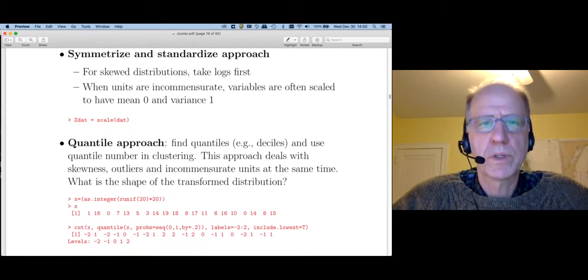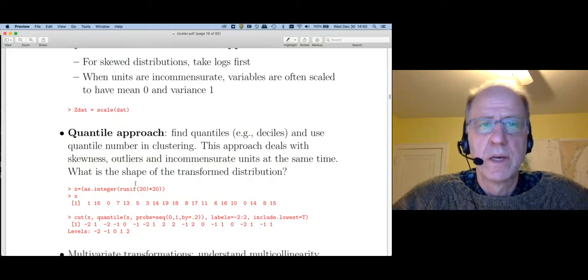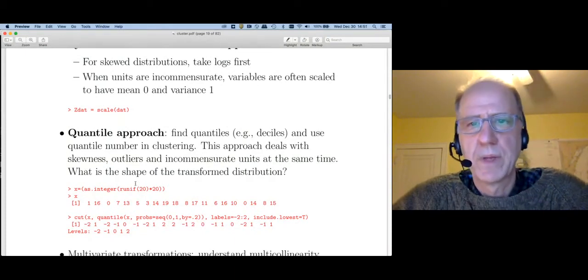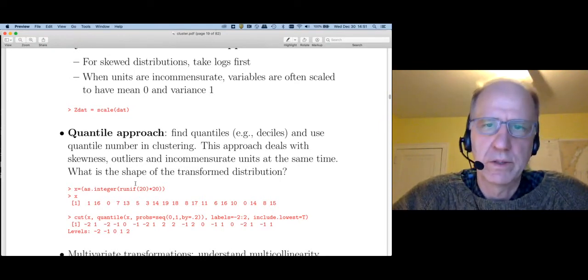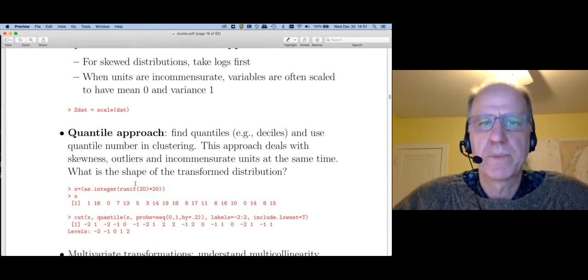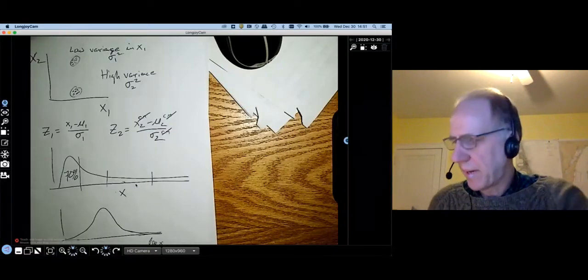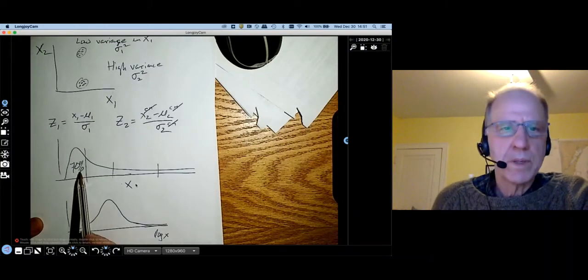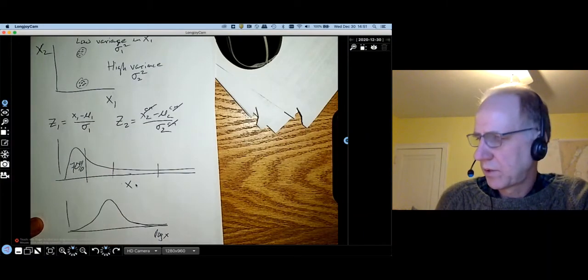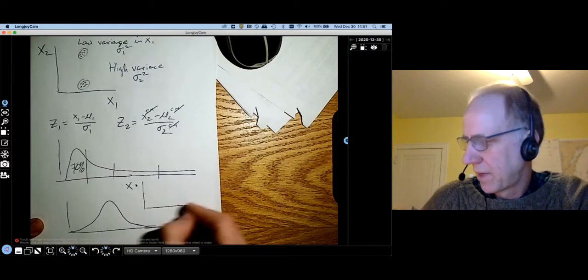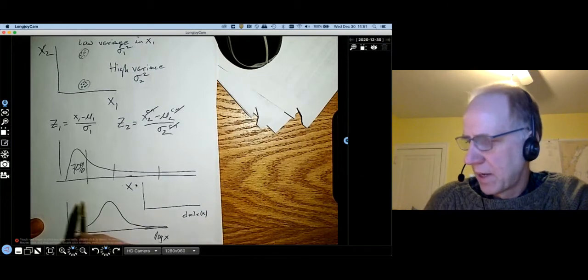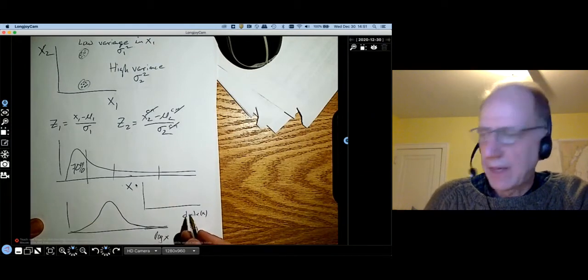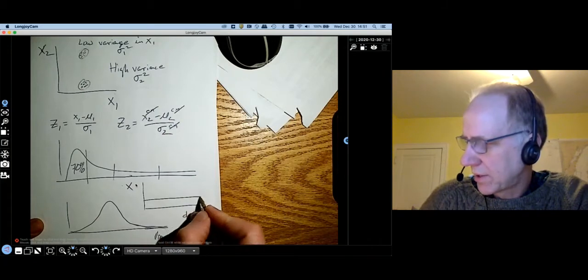Another approach that works quite well in practice is what I call the quantile approach. With the quantile approach, you're first going to find quantiles, so say deciles, and then use the quantile number in the clustering. So let's go back to my picture. What would be the deciles of this right skew distribution? Well, let's just write decile x. The distribution of deciles will look like this.